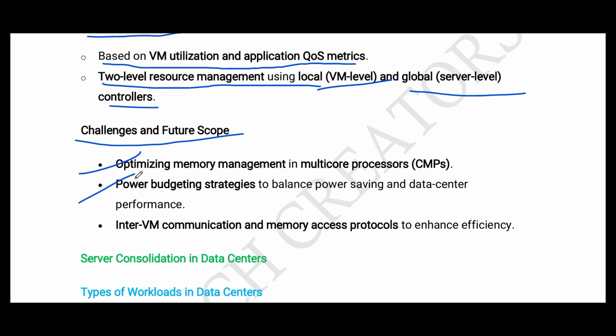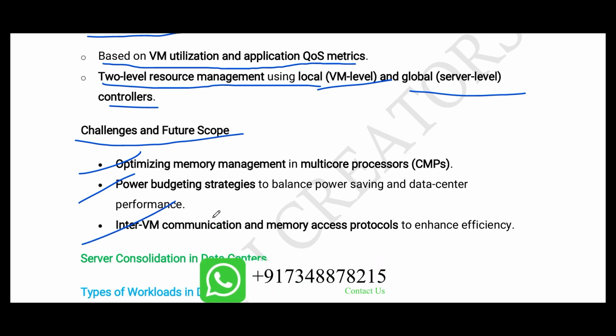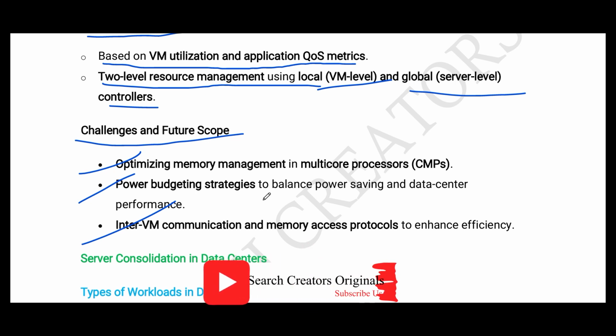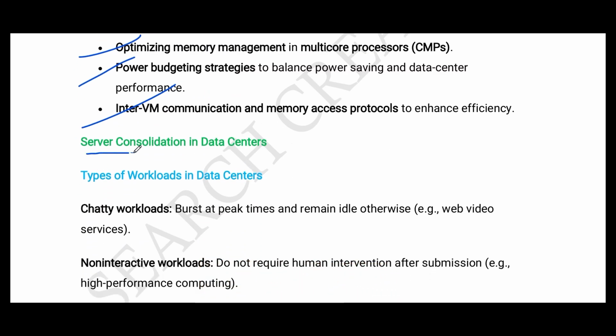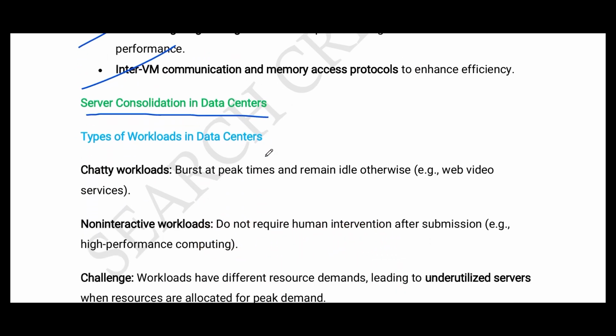Next is power budgeting strategies to balance power saving and data center performance. Power budgeting strategies should be done. Next is inter VM communication and memory access protocols to enhance efficiency. Next is server consolidation in data centers.